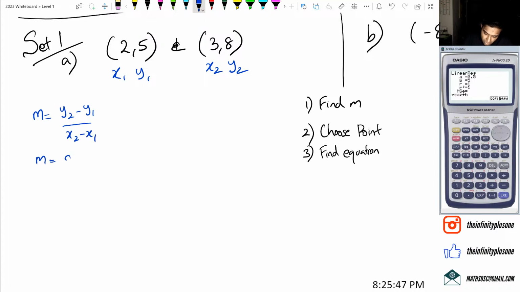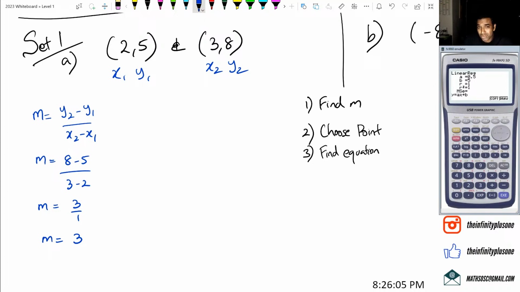So I've got 8 minus 5 divided by 3 minus 2, and so my gradient is going to be 3 divided by 1, which is equal to 3. Alright, so that is my gradient. m is equal to 3.